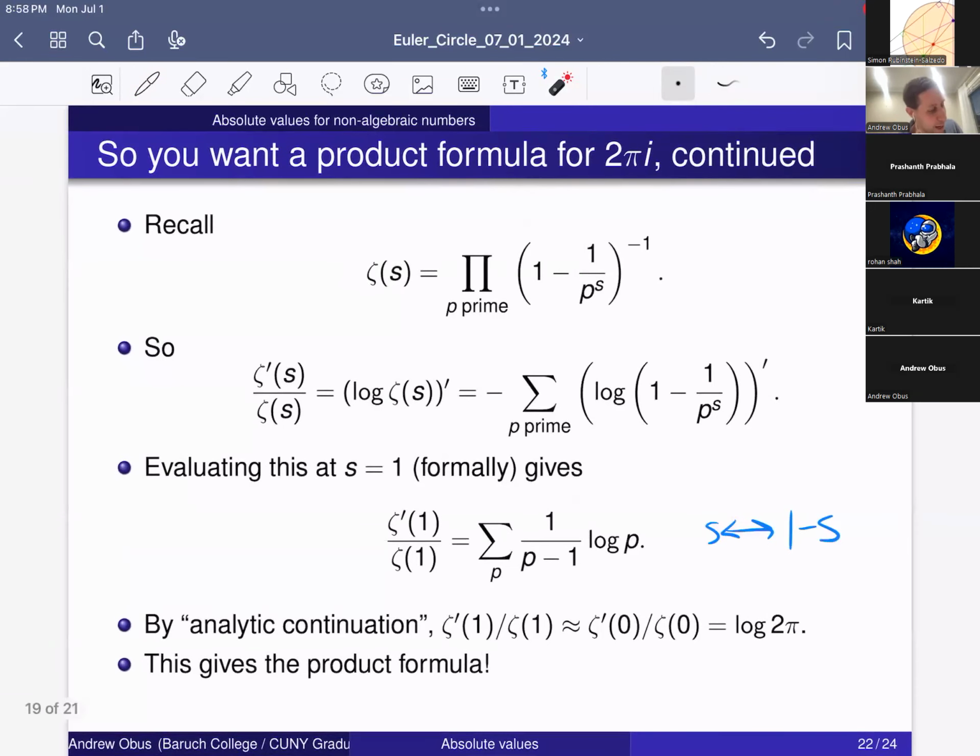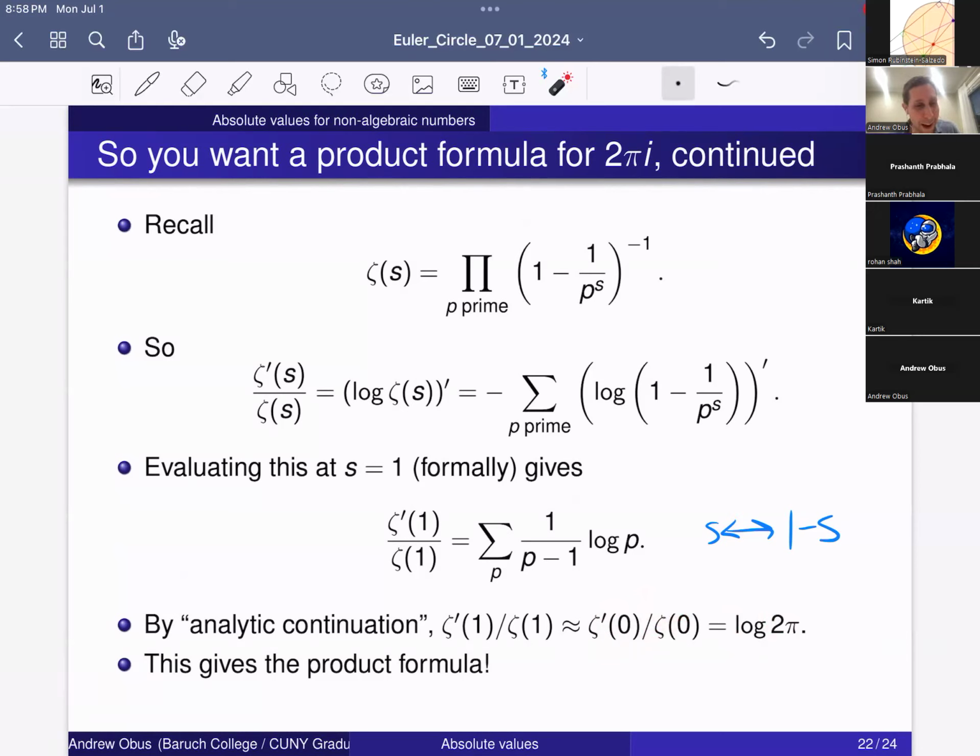So from this, you can basically say that zeta prime of 1 over zeta of 1 is approximately the same thing as zeta prime of 0 over zeta of 0. I say approximate because that's not exactly right. There are some pi's and some gammas and some extra factors there, but we're playing super fast and loose, so we're just going to ignore them all. And then it turns out that if you evaluate this zeta prime of 0 over zeta of 0, you get log of 2 pi. Okay?